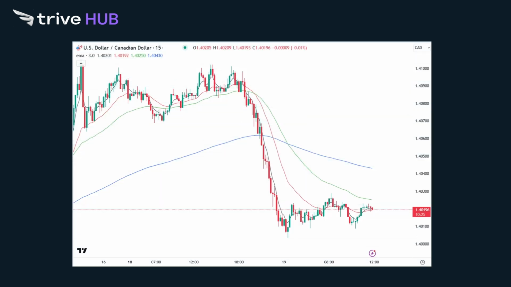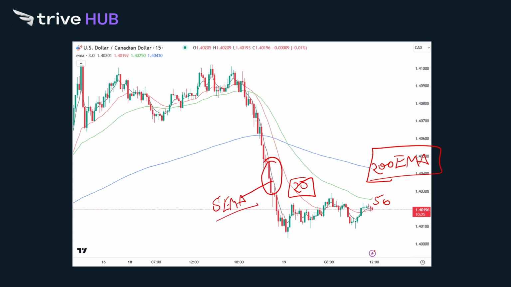So see how moving averages look on the chart. This is a USD CAD 15-minute chart. You can see this blue line is the 200 EMA, meaning 200 day moving average. It is calculating the last 200 candles' movement and showing you the average price. Then this green line is the 50-day moving average. This red line is showing you the 20-day EMA, and then this tight black line is the 5-day moving average.